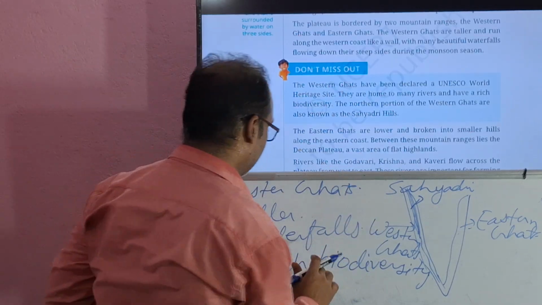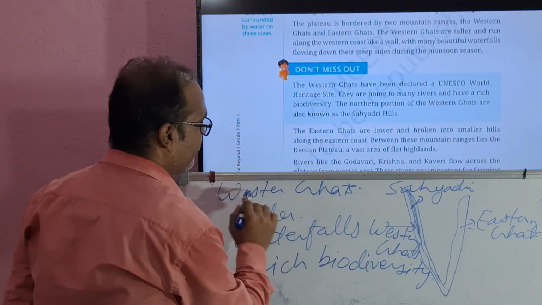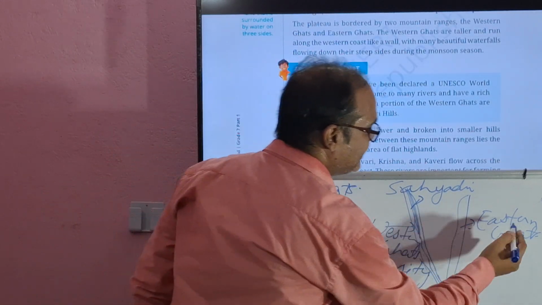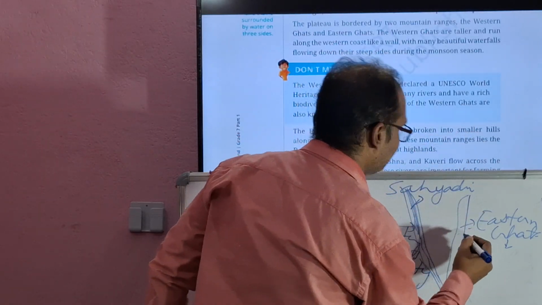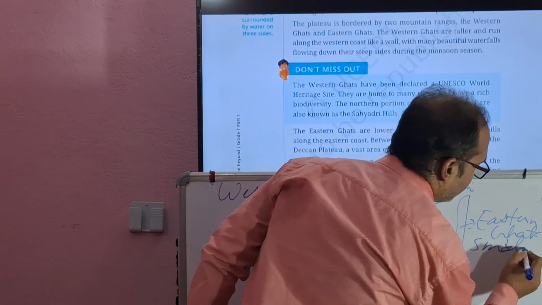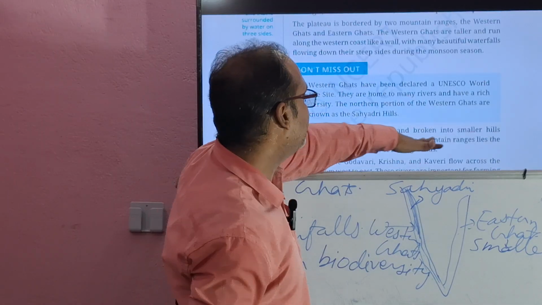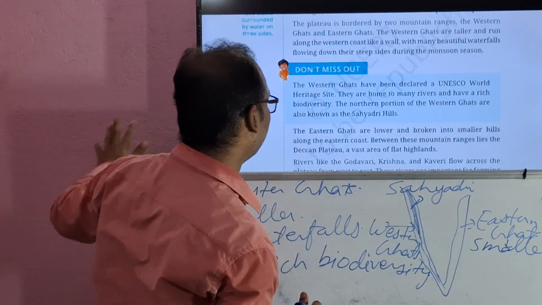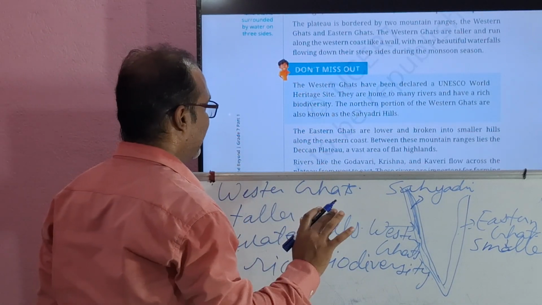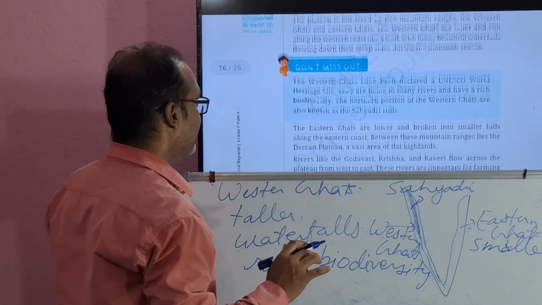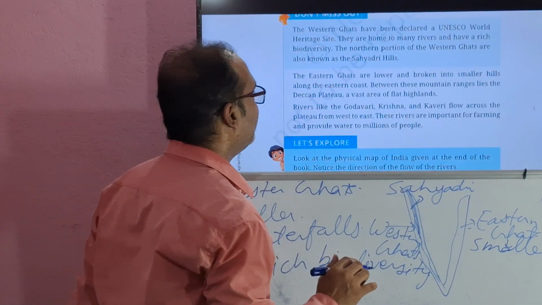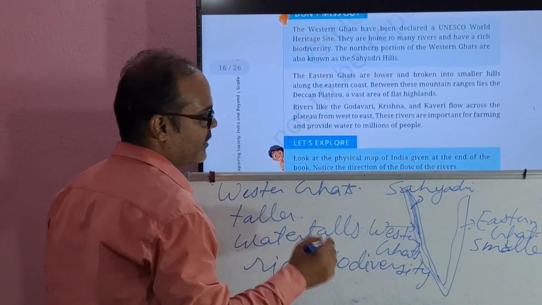The Eastern Ghats are lower. Now just see here. This is the comparison. Here the Western Ghats are taller than the Eastern Ghats. See here, it is smaller. It is smaller along the eastern coast. Between these mountain ranges lies the Deccan Plateau, a vast area of flatlands. Rivers like the Godavari, Krishna and Kaveri flow across the plateau from west to east.